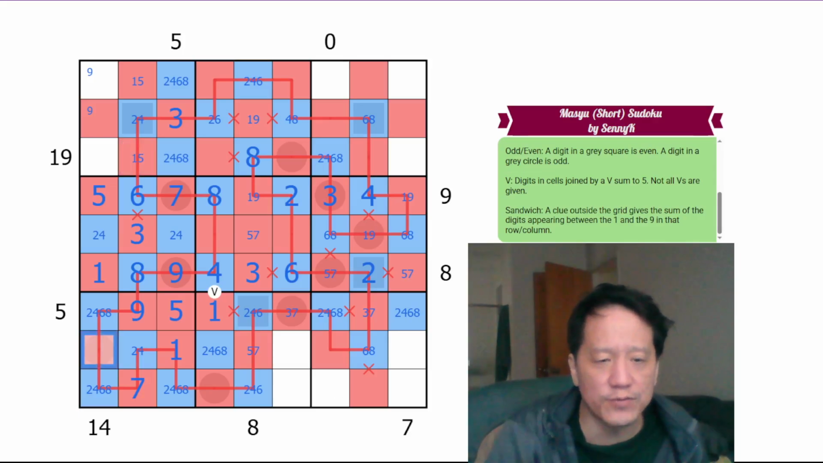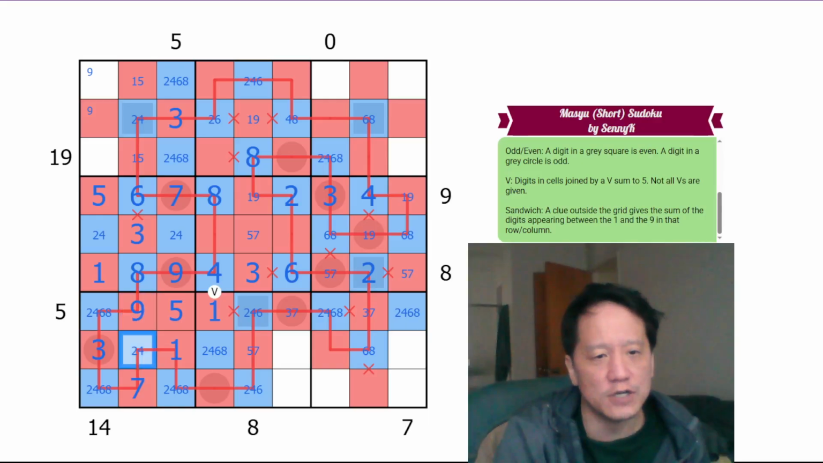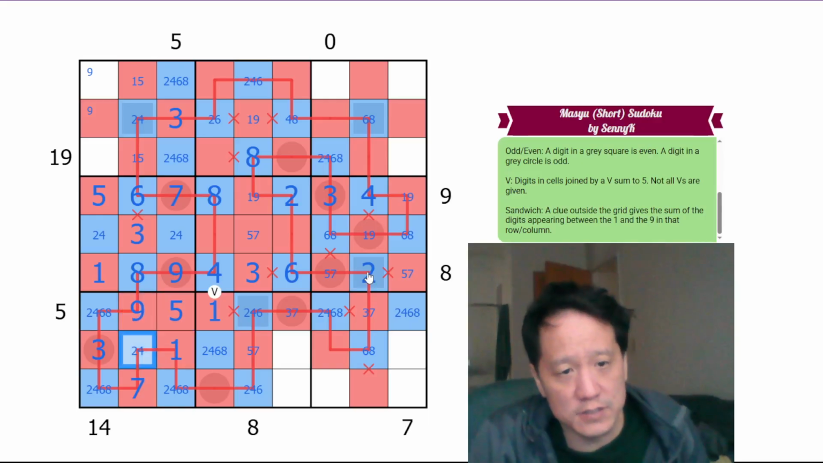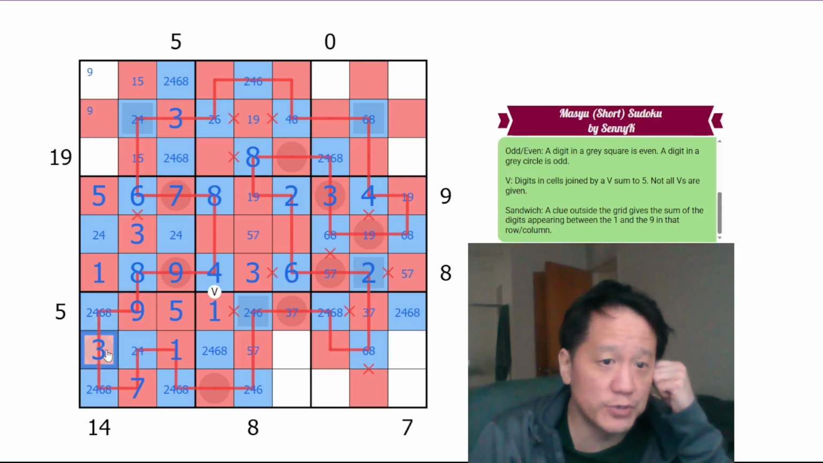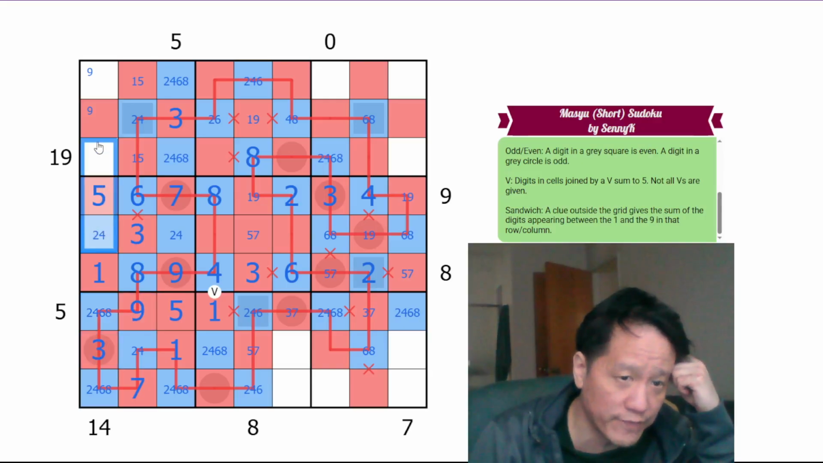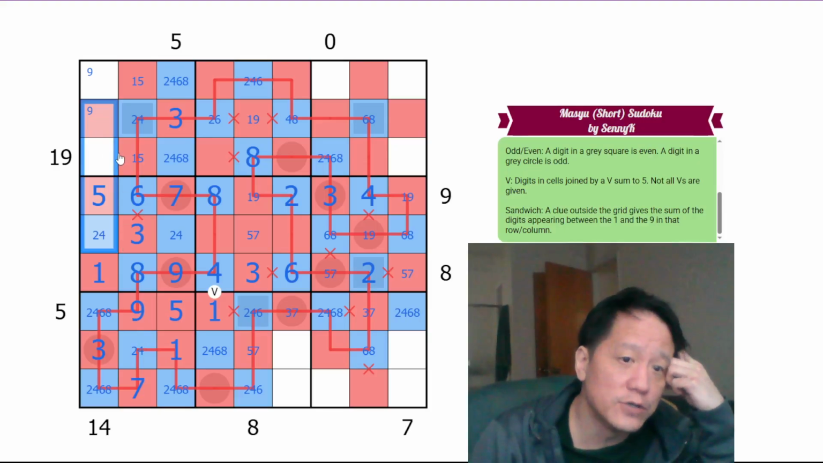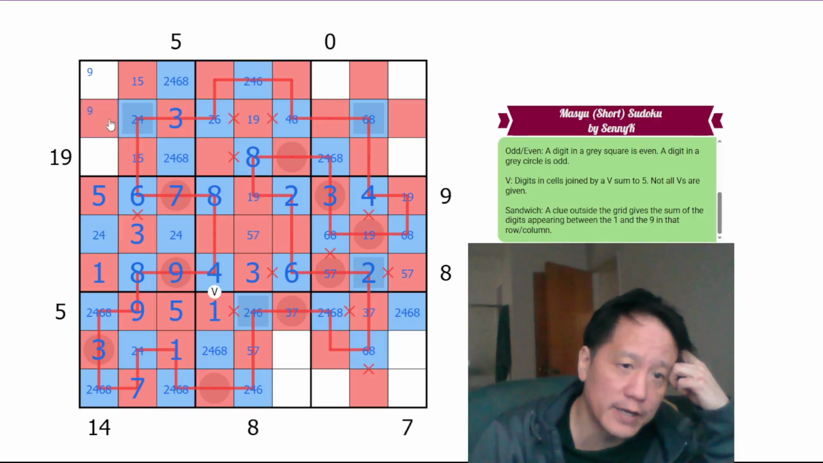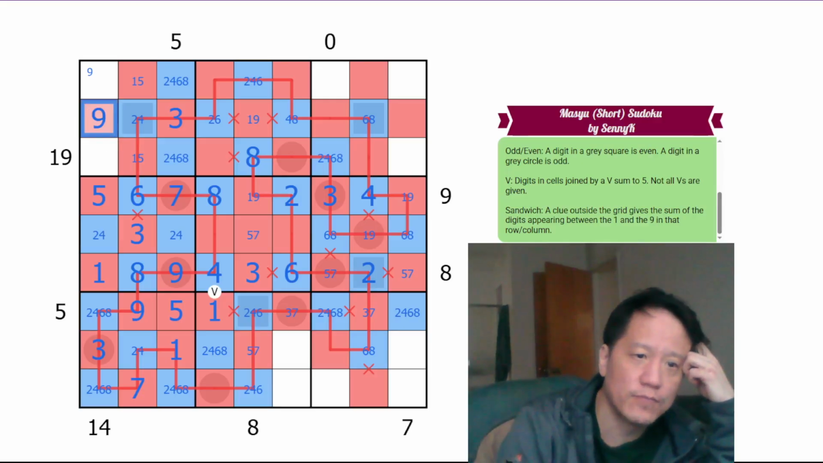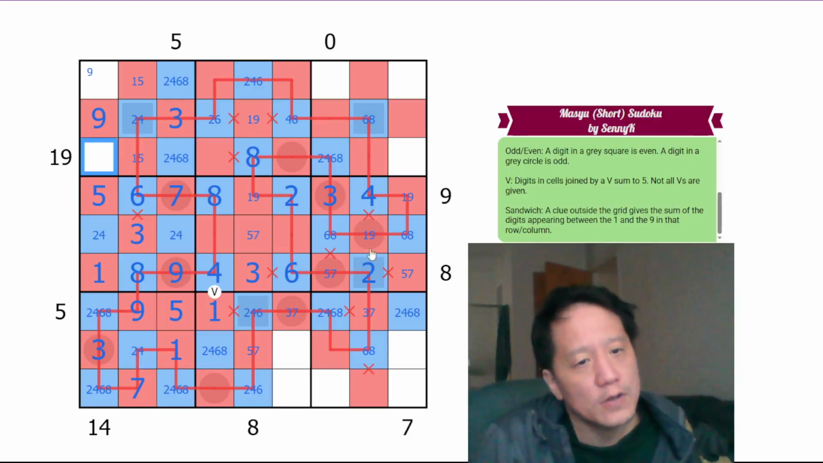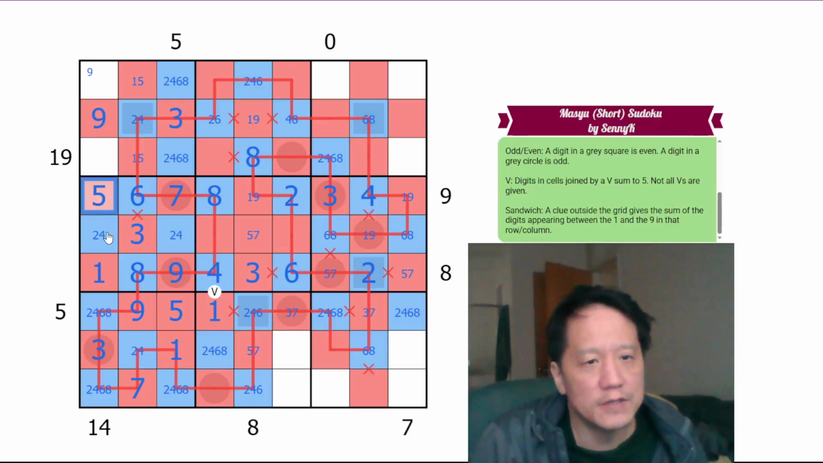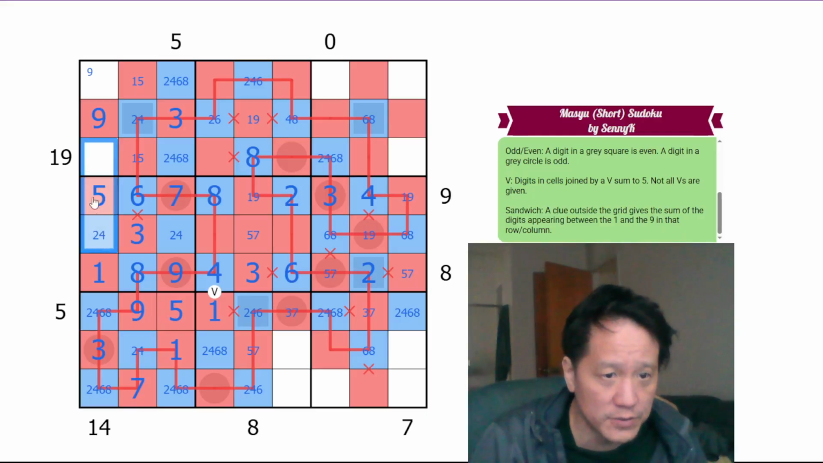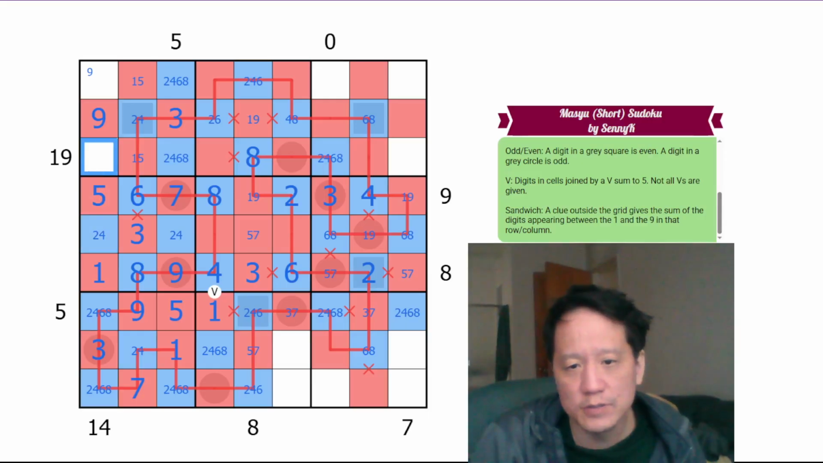This must be a 3 because that's the remaining odd digit in box 7. So since 3 is here, this cannot be 2, 3, 4, 5, adding up to 14. So this has to be 9 here. And since this is odd, this is even, to add up to 14, which is an even digit, you need another odd digit. So you need 2 odds and an even to add up to even. So this is odd.